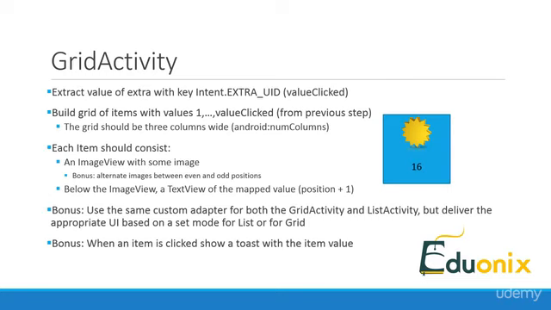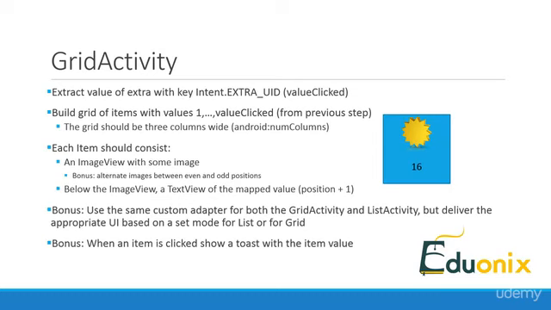The grid activity should contain a grid view with a data set of values from 1 to the value that was clicked in the list activity and previously extracted in the grid activity. The grid view should be 3 columns wide, or if only 1 or 2 items are present, then 1 or 2 columns respectively. Each item view in the grid view should consist of an image view with some image.